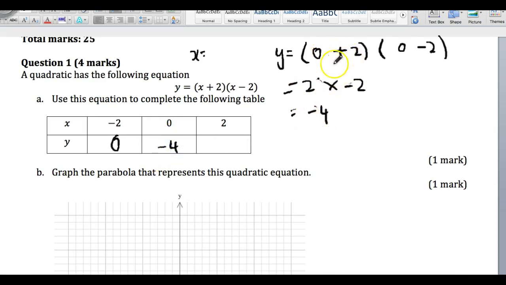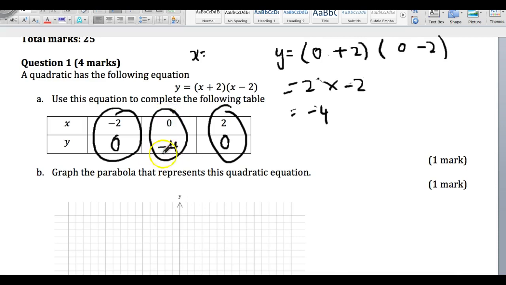And then if we were to put 2 in here, we're actually going to get 0. So I'll just quickly do that. The reason I gave you this table is because you can see here and here we have our x-intercepts. Remember, your x-intercepts are when y equals 0, and it worked out that way because I did it on purpose. Don't think it's a coincidence. And here you have your y-intercept. I just did that to help you graph your parabola.